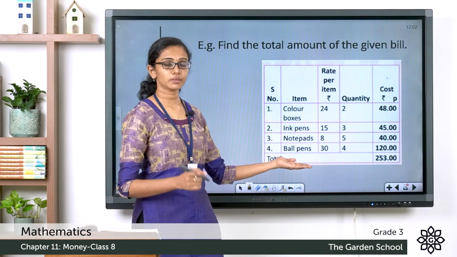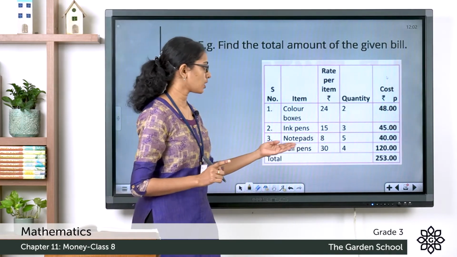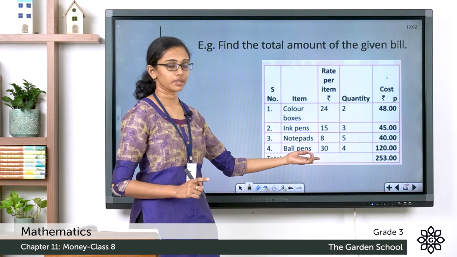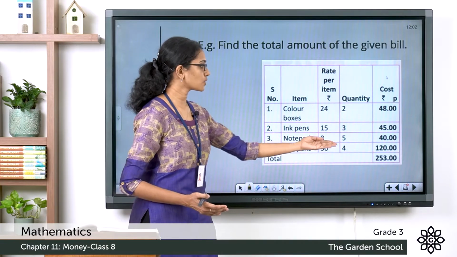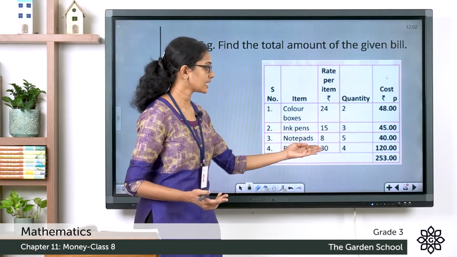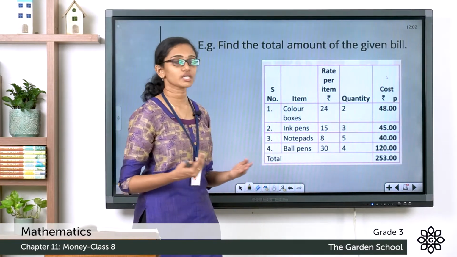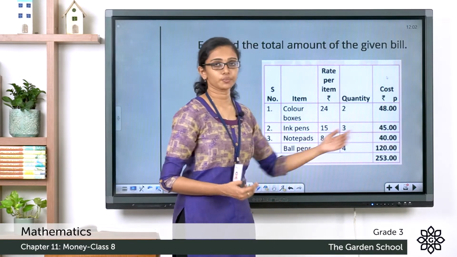And the rate per item, or the cost of one ball pen, is equal to 30 rupee. And you are buying 4 ball pens. So what is the total cost of 4 ball pens? It will be 30 rupee into 4, which is equal to 120 rupee.